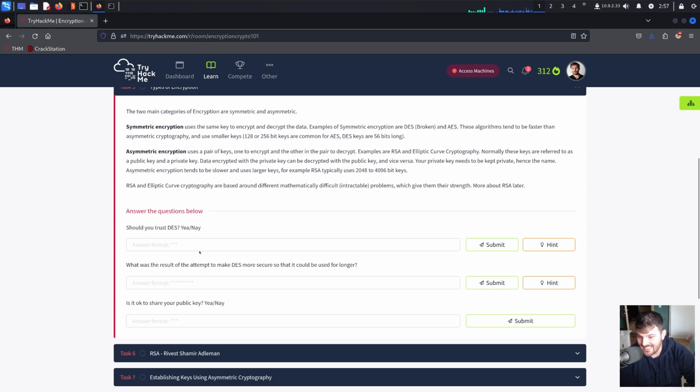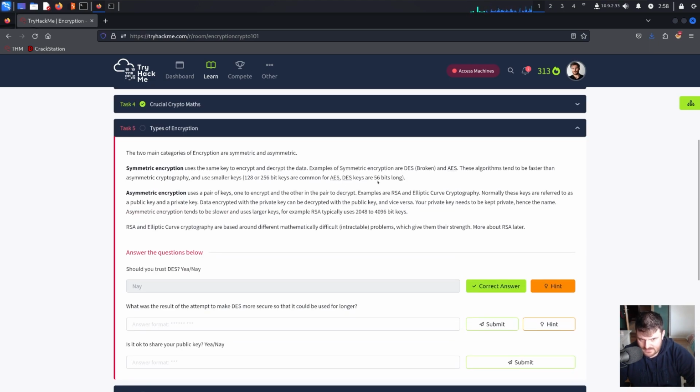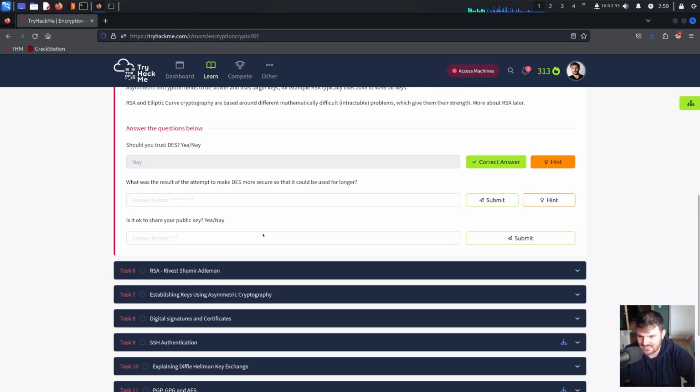Should you trust DES? 1 byte is 8 bits. This is 7 bytes compared to 128 bits of data. So, as we can see over here, DES is 56 bits, which is 7 bytes long. Right? But AES is 128 or 256 bits, right? Considerably larger than DES.